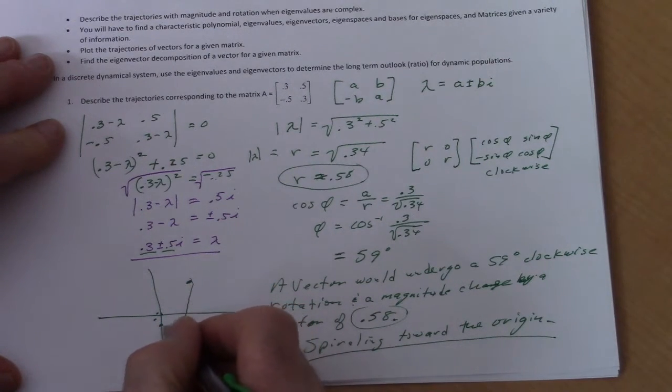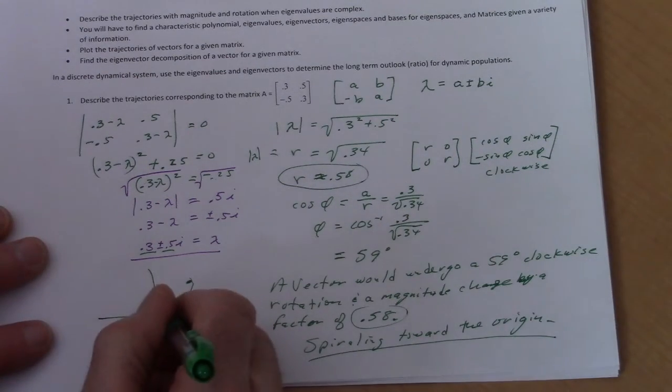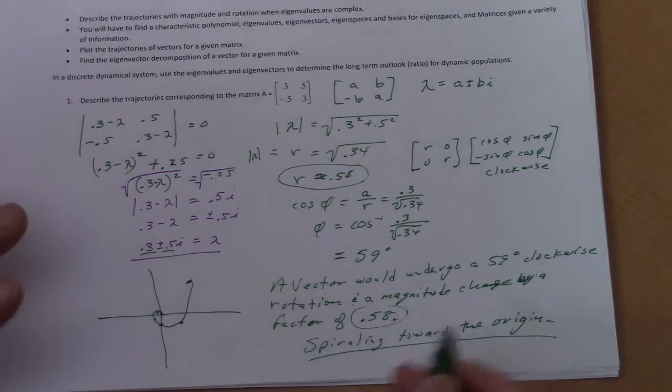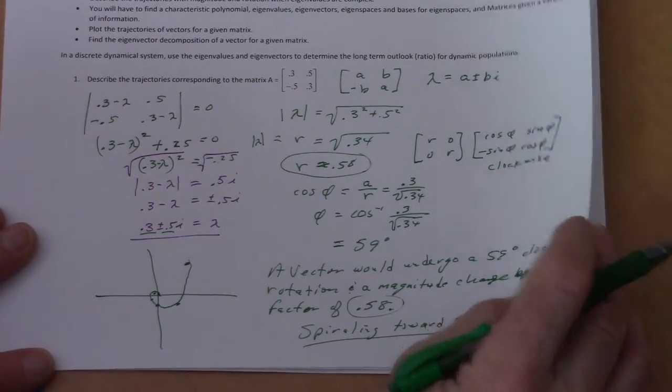It would look kind of like this if you follow the tips of those vectors, and it would get closer and closer to the origin. It would never really equal zero. It's always going to be about 58% of the previous, but it'll spiral in pretty quick.